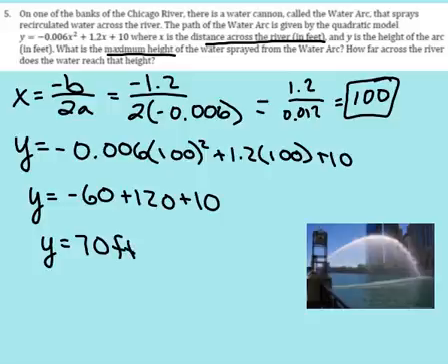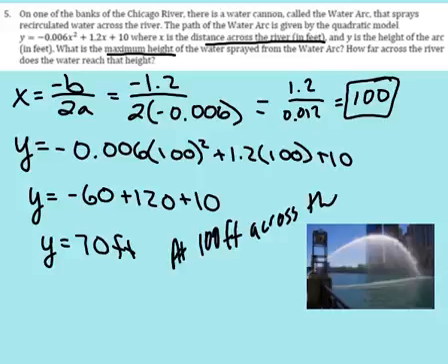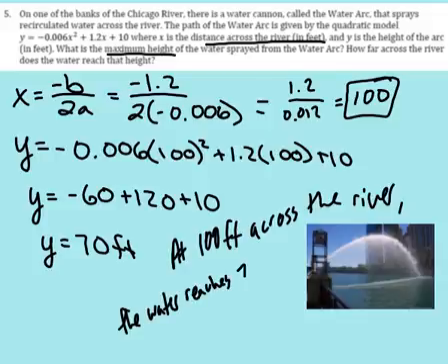So, where x is the distance across the river in feet, the height reaches 70. So how far across the river? So just make sure you go 100 feet across the river. The water reaches 70 feet high. I don't know, something like that.